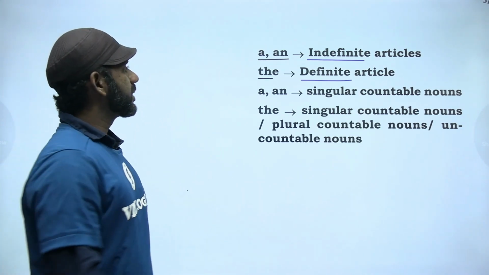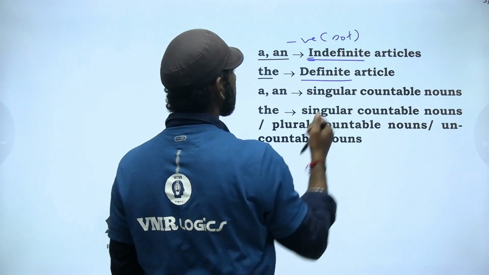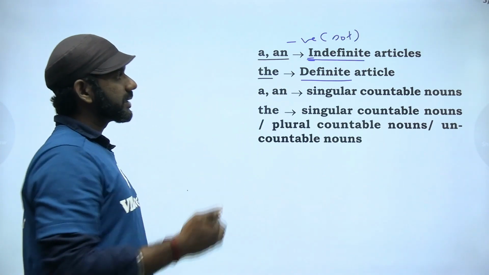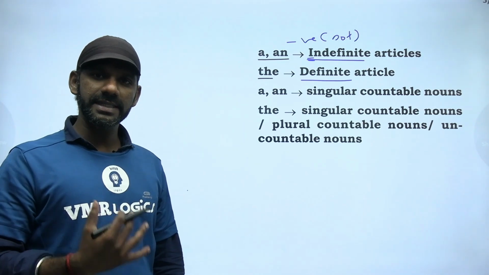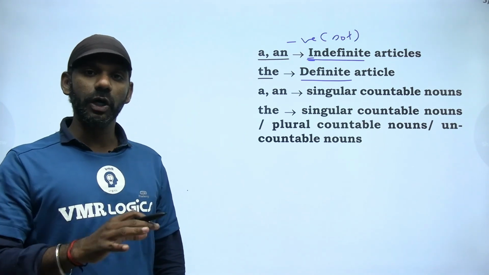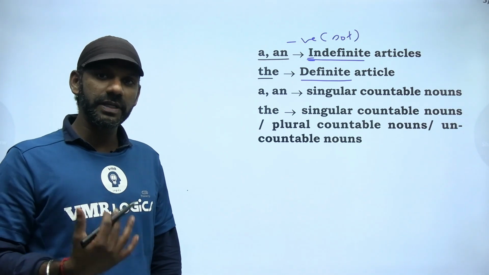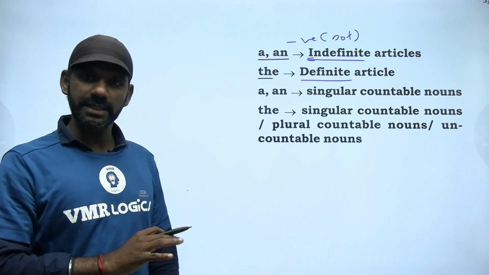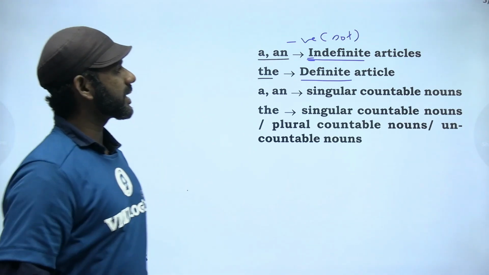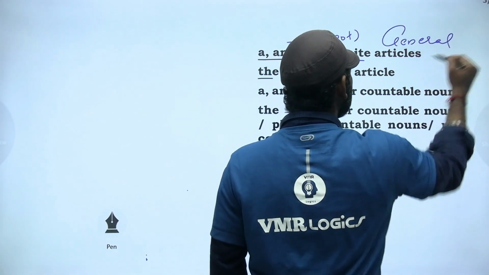Now, in is a negative prefix meaning not. So, if I say indefinite, that means not definite. A and an are termed as indefinite articles because we don't use a and an to refer to a specific person or a specific object. That's why they are termed as indefinite articles. That means a and an indefinite articles are taken as general.